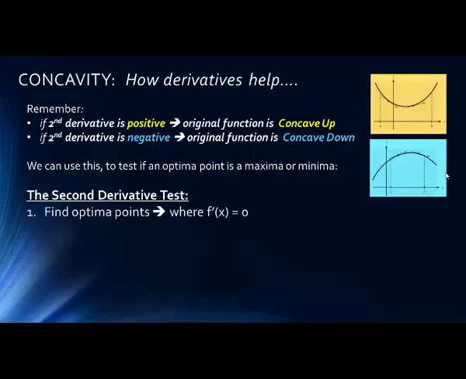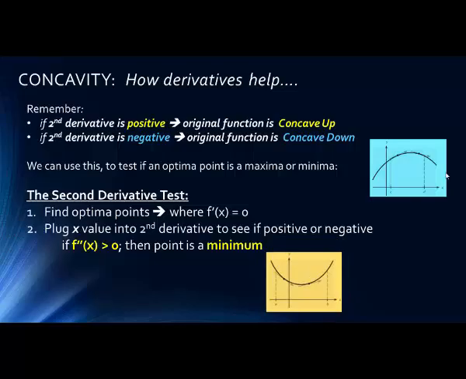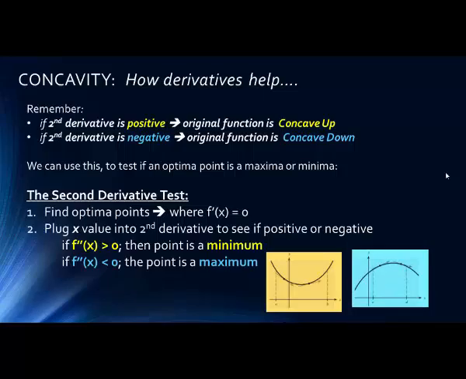Find the optimum points or the critical values where the derivative equals 0. Plug the x value into the second derivative to see if it's positive or negative. If the second derivative at that point is greater than 0, then the point is a minimum. If the second derivative at that point is negative, then the point is a maximum. We did this before in the last section. We found the optimum points by setting f prime of x, the derivative of f of x, equal to 0. And we're still doing that with the first derivative. This is just how you can use the second derivative to quickly find out if they are a maximum or minimum.